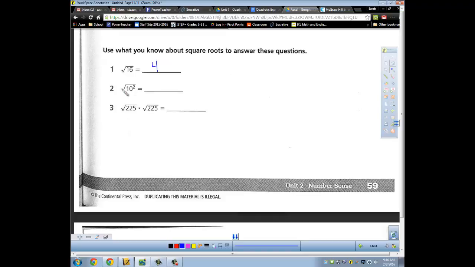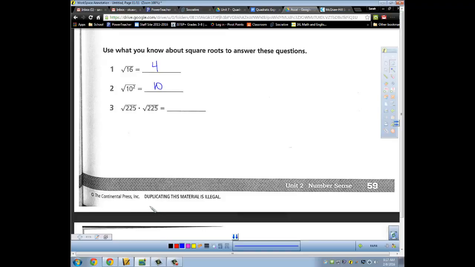Next, the square root of 10 squared. Well, 10 squared is 100. Square root of 100 is 10. So notice the square root and the exponent 2, they cancel each other out. I'm just left with what was on the inside.